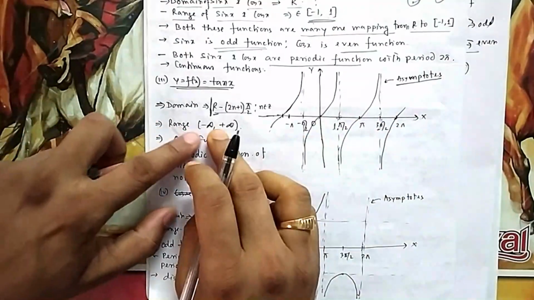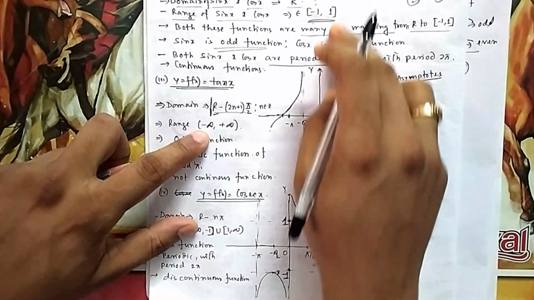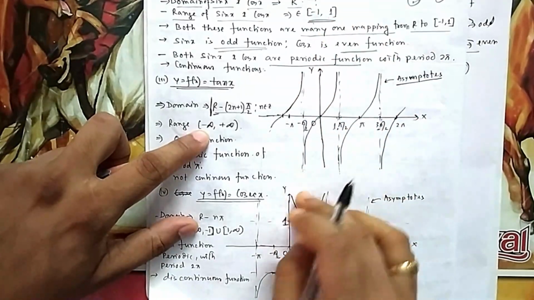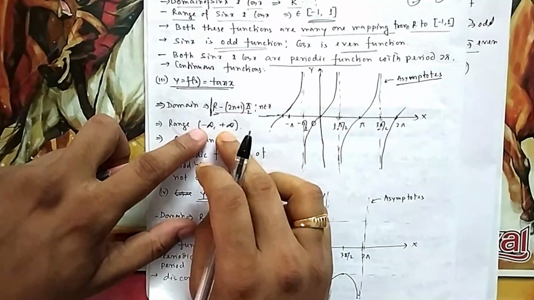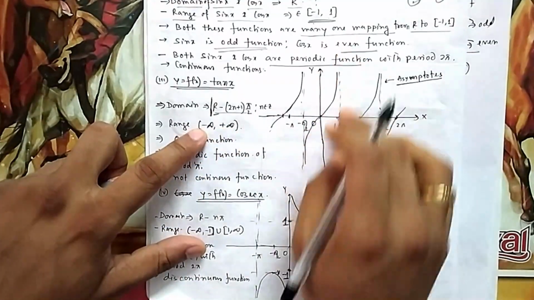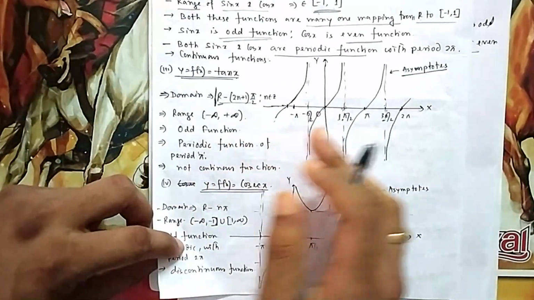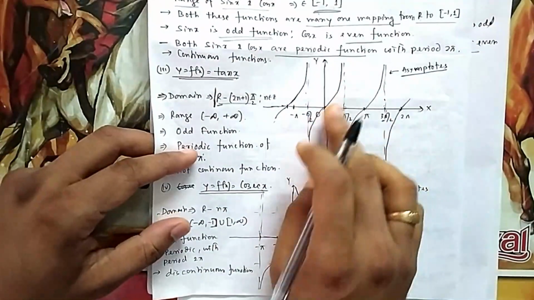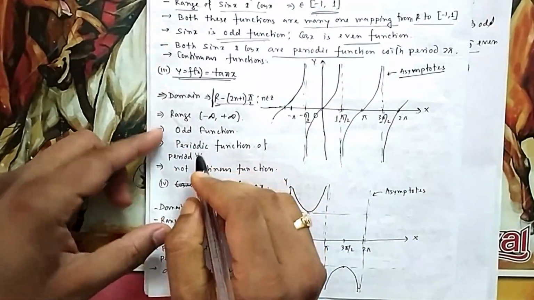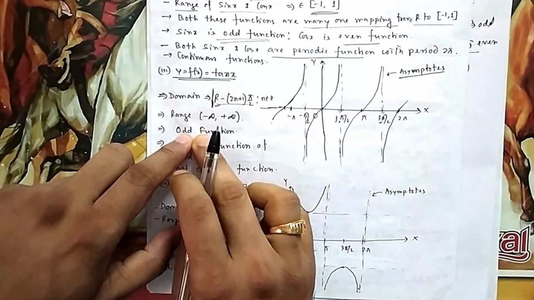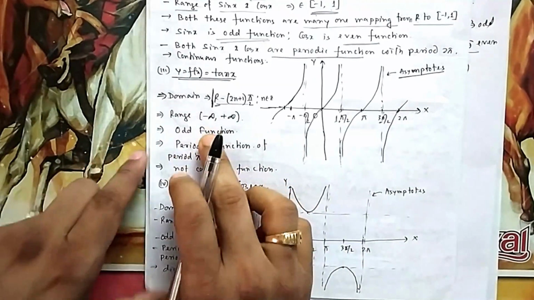And what is the range? Looking at the y-axis, it can reach from minus infinity to plus infinity. You can see the range of tan x. So the range is minus infinity to infinity. You can go anywhere. And it is an odd function. Why is it an odd function? Because if you take this one, it is not coming just above this one. And mathematically also, tan of minus x is minus tan x. It cannot digest minus. That's why it is odd.